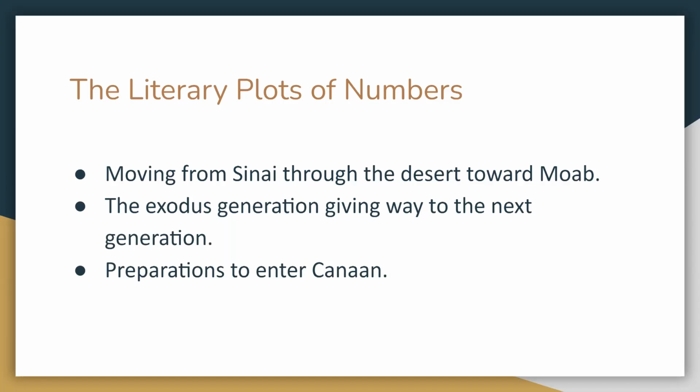The plot that goes through this book is really basic, moving from Mount Sinai, where they have been camped for this first year, and now we're going to move through the desert toward the borderland of Moab. The Exodus generation, the ones that came out of Egypt, gives way to the new younger generation who replaces them. And the camp itself and the people are preparing to enter Canaan, or the promised land.